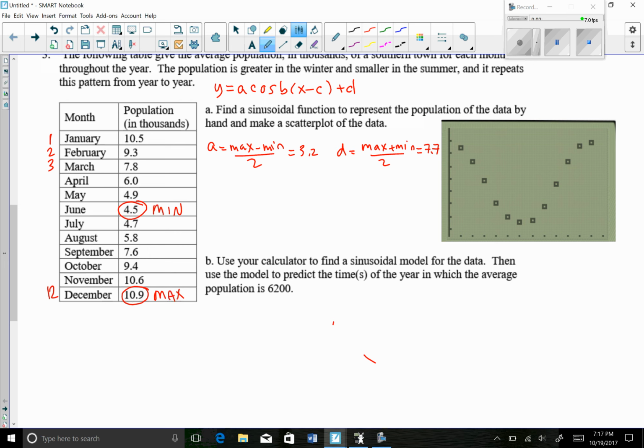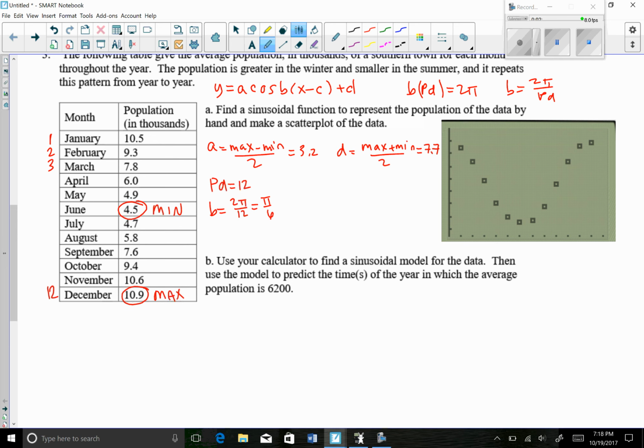Well, to find your b, recall that the frequency times the period is equal to 2 pi. So then that means if I want to figure out my b value, b would be equal to 2 pi divided by the period. So the period, of course, if we're talking about the months, there's 12 months in a year. So that tells me that the period is equal to 12. And then the b value would be 2 pi divided by 12, or pi over 6.